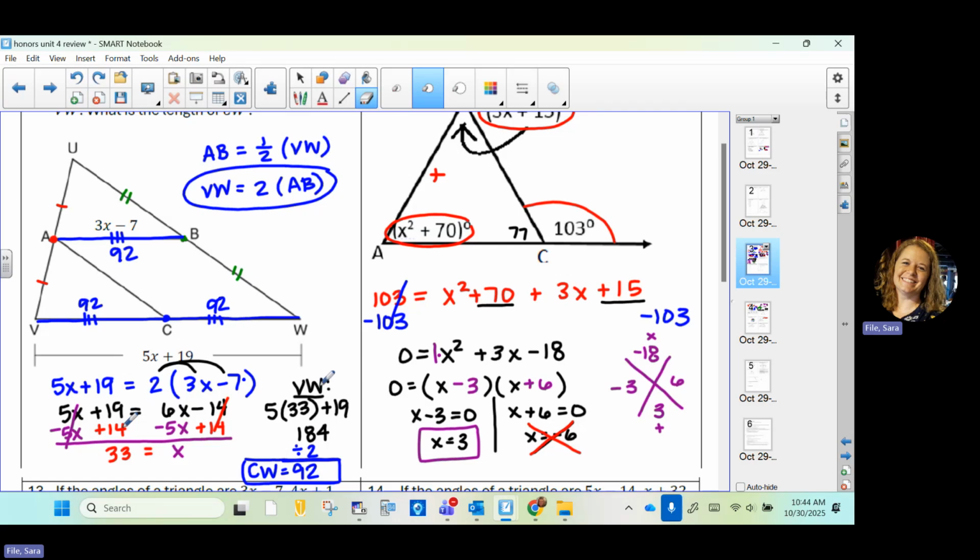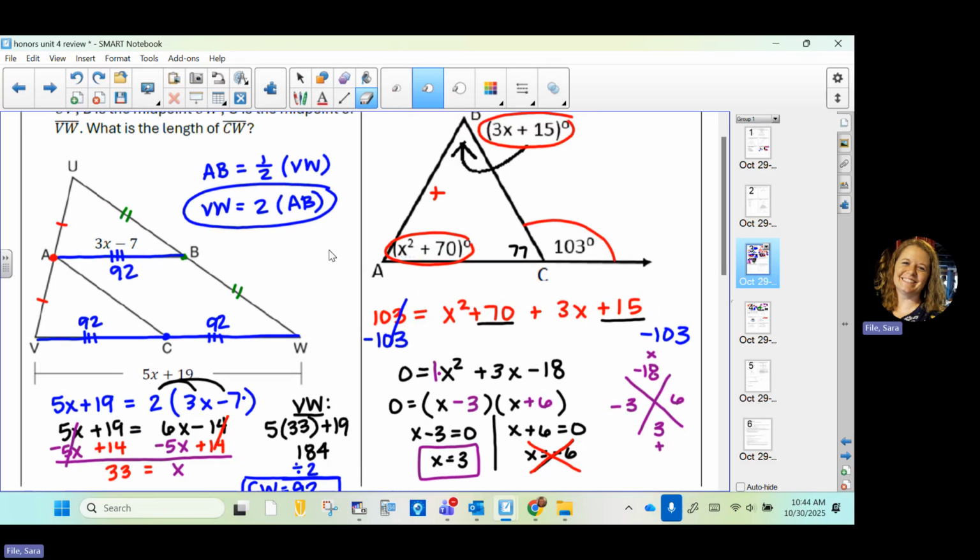Now, that's not the only way I could have found CW. I had to find x, but once you know x, if you understand that CW is congruent to AB, you could have plugged that 33 back in up here and done 3 times 33 minus 7, and that also would have given you 92. All 3 of these pieces that I put 3 tick marks on are 92. Does that make sense?